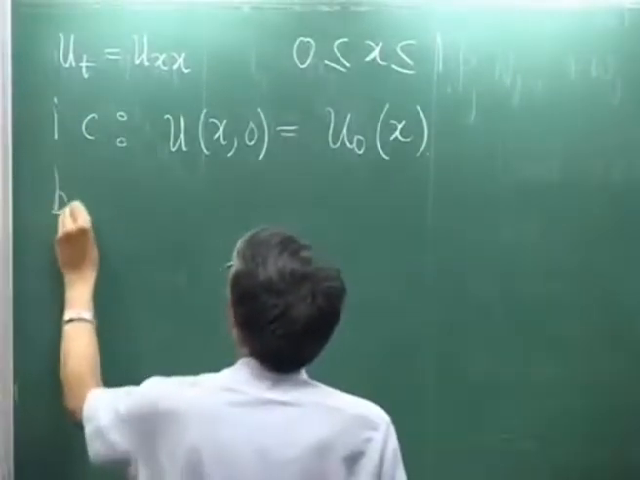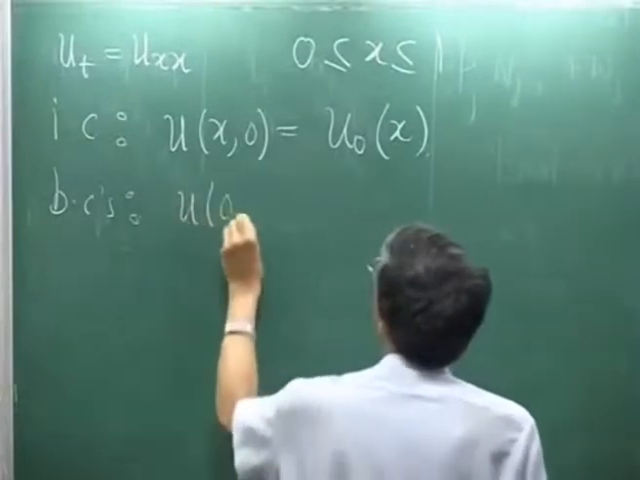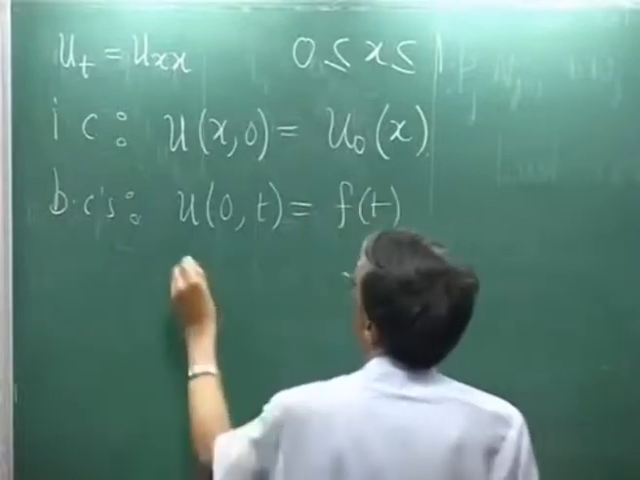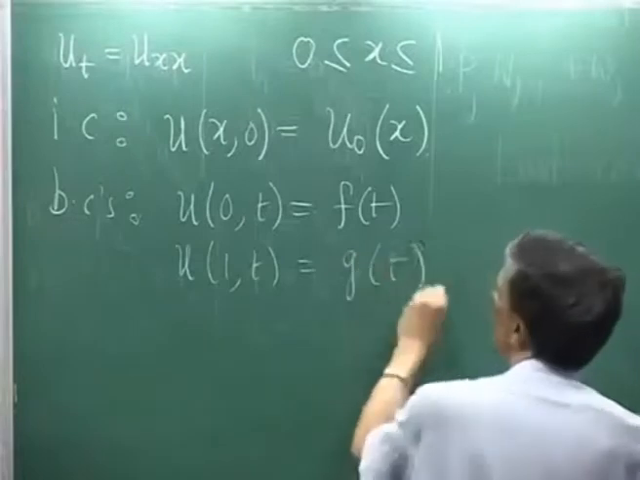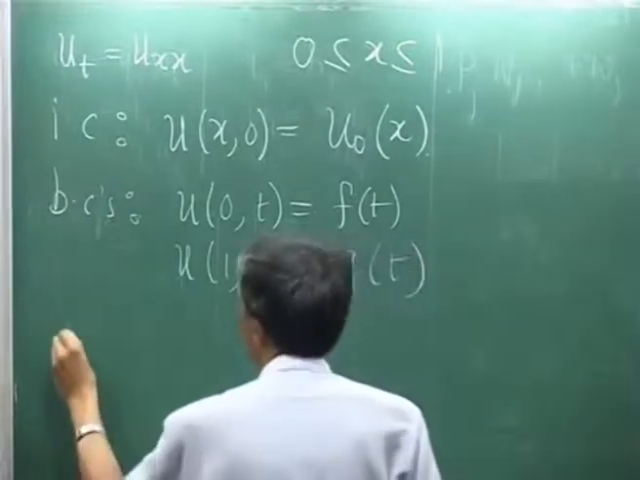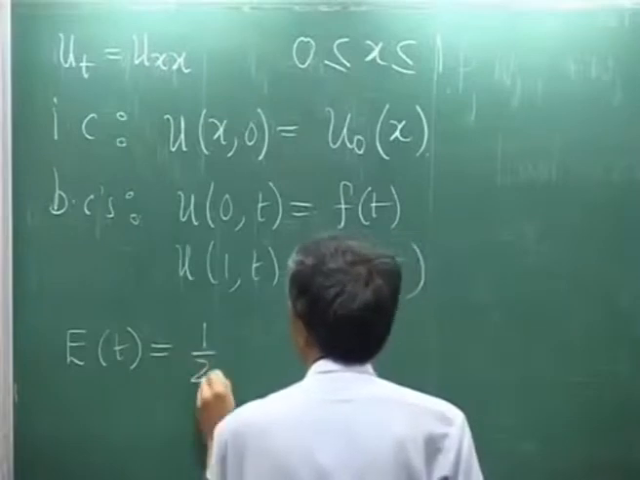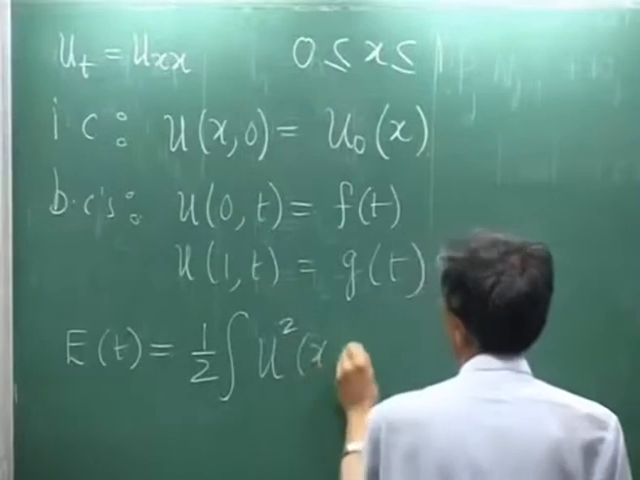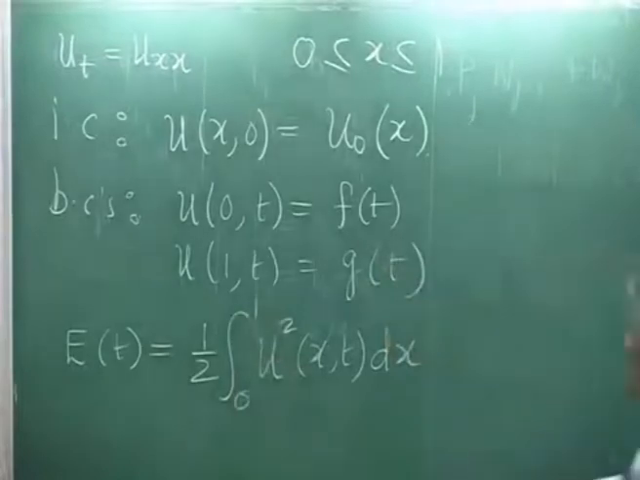And the boundary conditions could be like u(0, t), let me call that f of t, and u(1, t), let me call this g of t. If you recall, in the previous part we defined an energy functional, which I called E of t, and which we defined as u square of the solution integrated over the whole domain. So, 0 to 1. Okay.